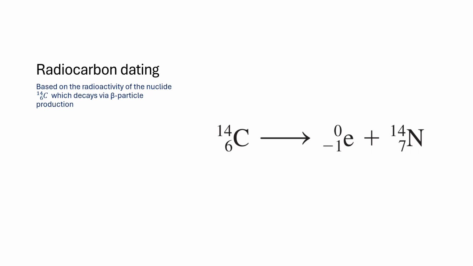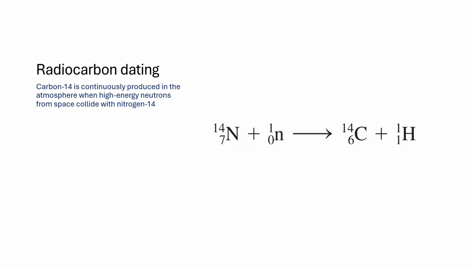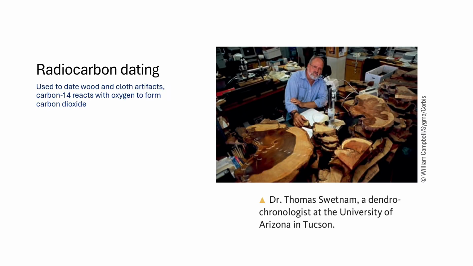In radiocarbon dating, it's based on the radioactivity of the nuclide carbon 14, which decays via beta particle production. Carbon 14 is continuously produced in the atmosphere, where high energy neutrons from space collide with nitrogen 14. It's continually produced in the atmosphere, and this is based on the assumption that the carbon 14 levels in the atmosphere are relatively the same.